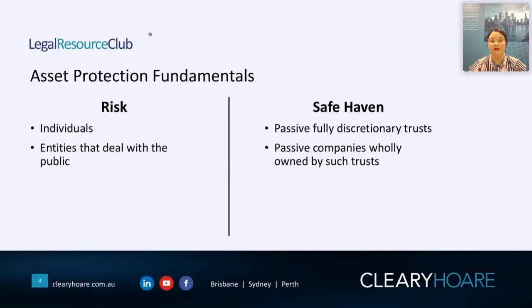When we look at the fundamentals of asset protection, we need to have a clear line between the individuals and the entities that deal with the public, and where the passive assets and those values accrue. In order to achieve that, we need to look at the strategy and ensure that there's a passive, fully discretionary trust. And when you're dealing with companies, they should be owned by passive trusts as well.